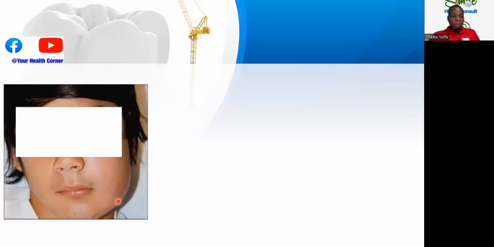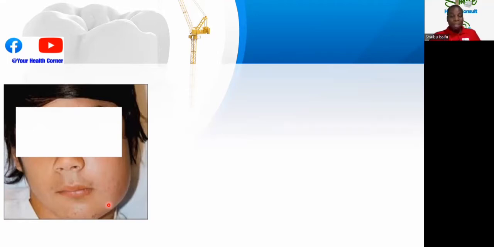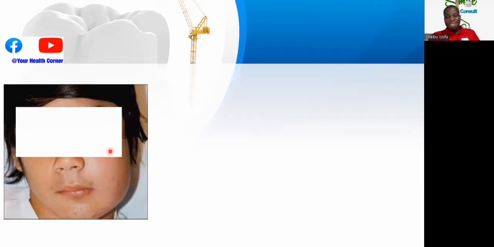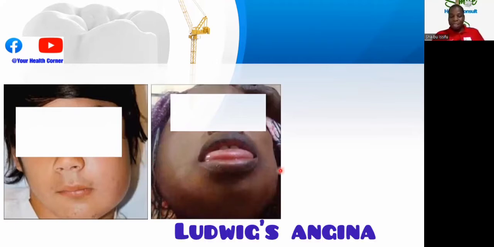We have what we call the dental alveolar abscess, where the part that the tooth is located gets swollen, and the pain becomes so unbearable. Then the whole face, one side, can get swollen. That's facial cellulitis. If you don't do anything about it, it can spread to other parts. Then we have what we call Ludwig's angina. This is a bilateral swelling. Sometimes it even blocks the airways. It makes swallowing of food very difficult. Then the tongue pushes in front. This is a life-threatening condition because airway blockage is involved.